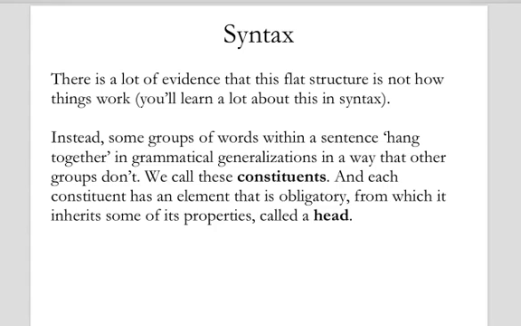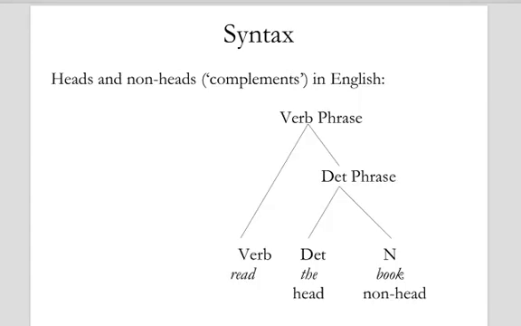So we call those words that form coherent units to the exclusion of other words constituents. Each constituent, in addition to being a constituent, has one element in it that is obligatory. Sometimes more than one is obligatory, but there's a special one that's an obligatory part of that constituent, and that gives the entire phrase or the entire constituent some of its properties. And we call that obligatory element that lends its properties to the whole phrase the head of the phrase. So constituents have heads, and then they also have non-head stuff.